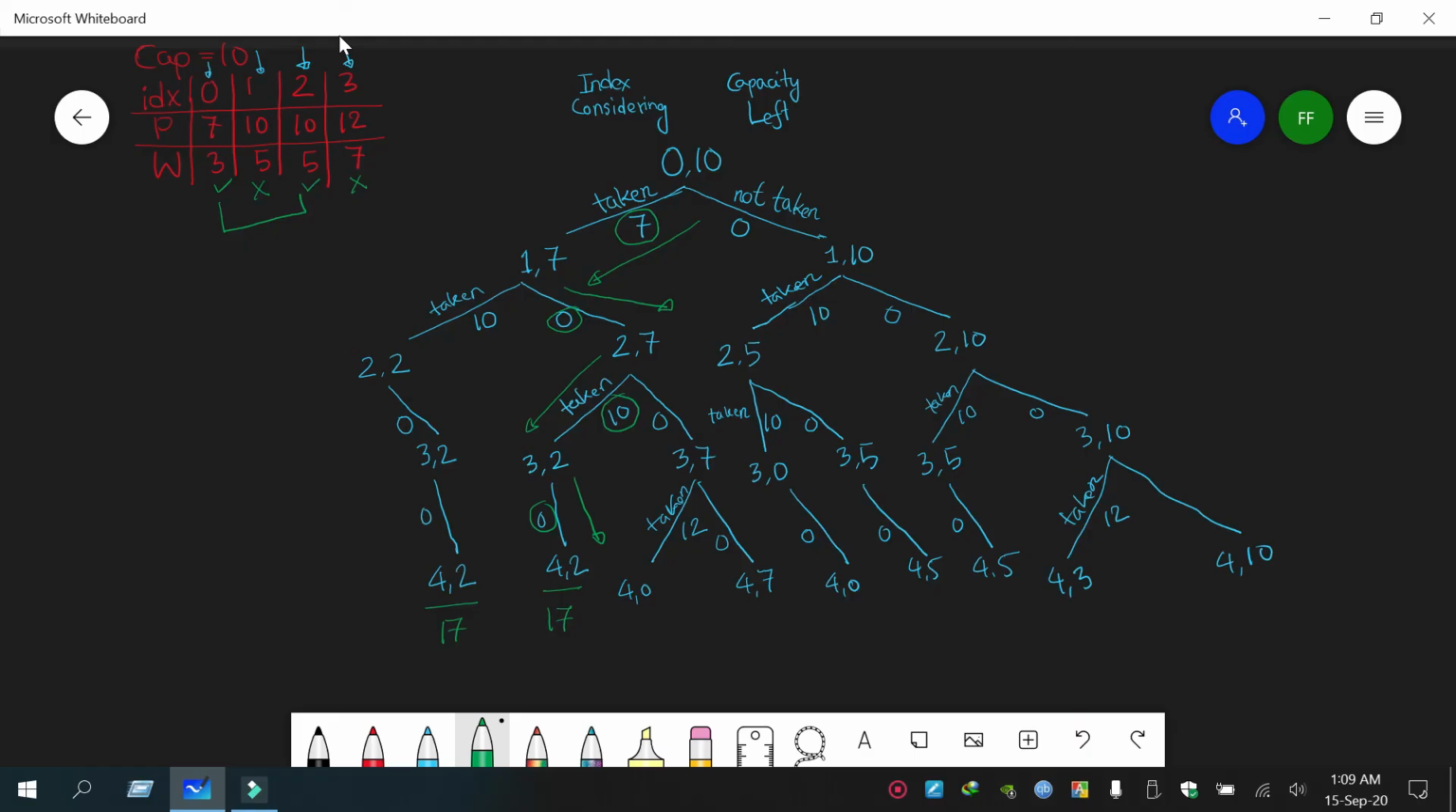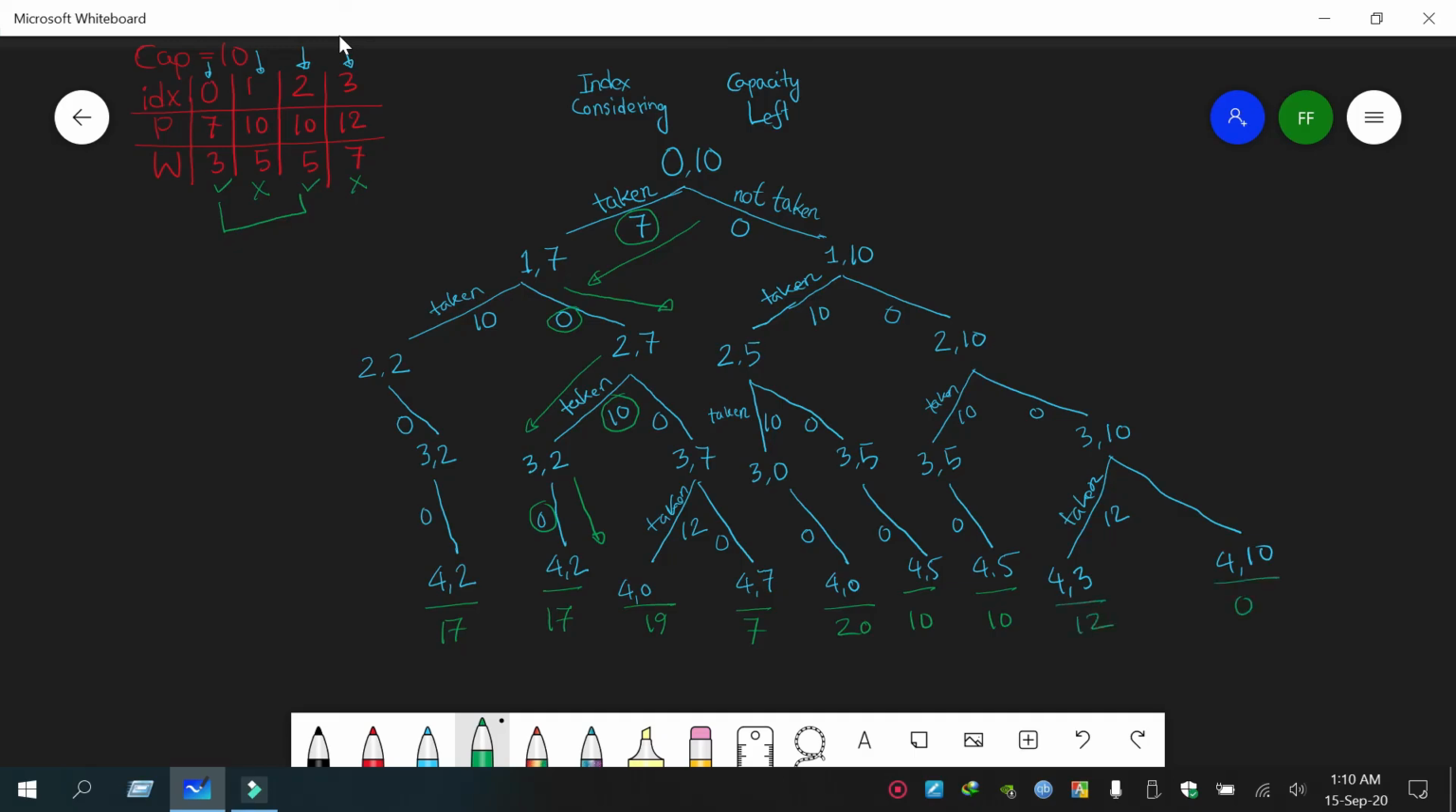You just have to add the prices along the edges, and this goes to 19, this one goes to 7, this one goes to 20, which will be the maximum ultimately. This goes to 10, this also goes to 10, this goes to 12, and this goes to 0.